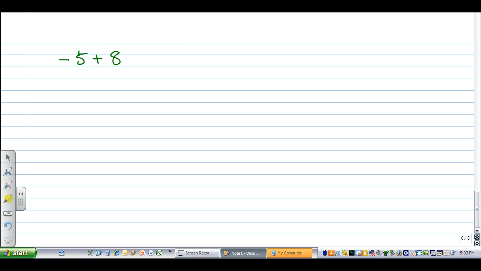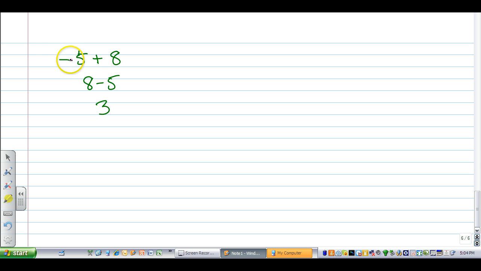Here is a different look at adding integers with different signs. Here I've got the negative in the first number, but still you follow the same 2 steps. So negative 5 plus 8, step 1 is to subtract them. Forget about the signs and just say 8 minus 5. And 8 minus 5 is 3.